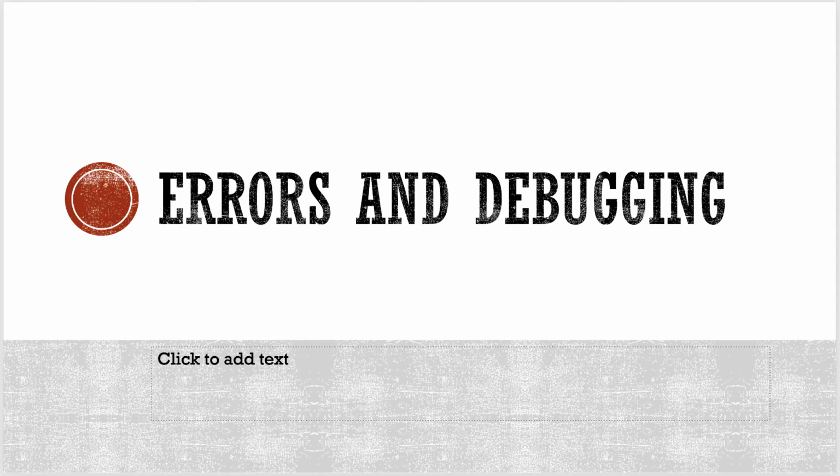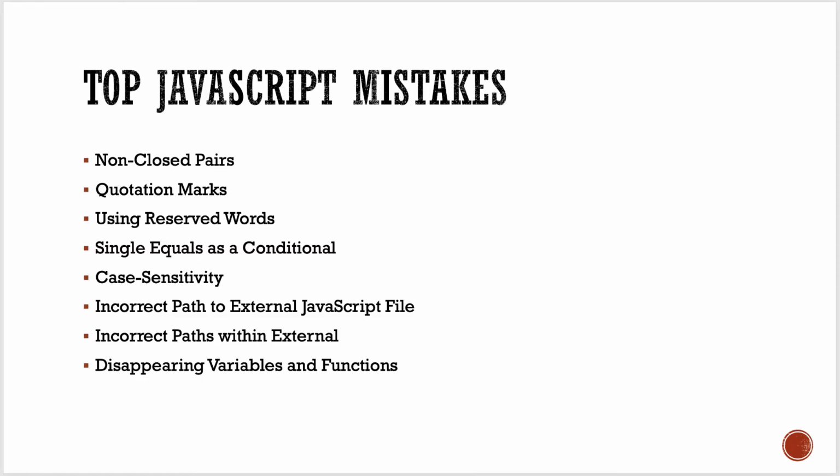Errors and debugging are a part of programmatic activity and learning how to work with code. And so we need to be competent, and we need to learn how to identify errors and debug these errors as we work. The top JavaScript mistakes that most people make.